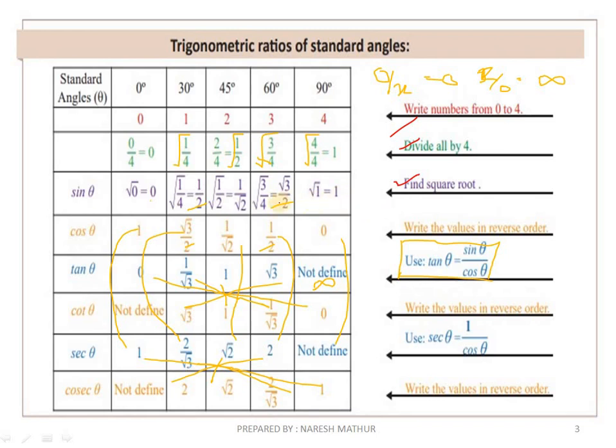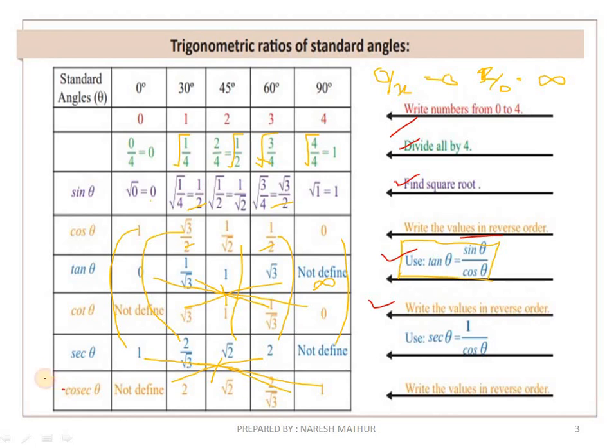For finding cos theta, we just write the values in reverse order. We have sin and cos. Now for tan theta, we'll use sin by cos. Now by writing the values in reverse order, we'll get the value of cot theta. For sec theta, we can use 1 by cos theta, we can get the reciprocal values of cos theta and we'll get the sec theta. And for the cosec theta, we can write the values of sec theta in the reverse order.